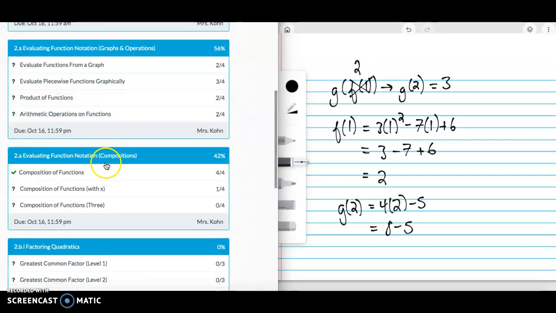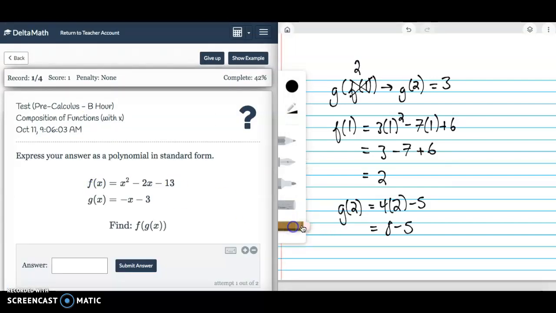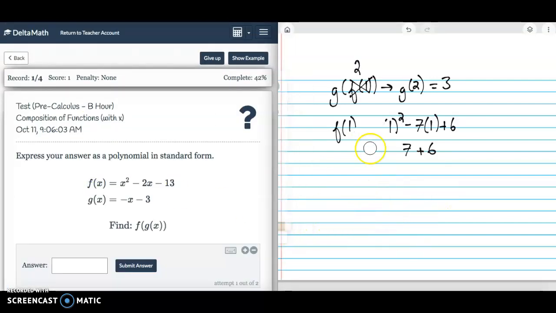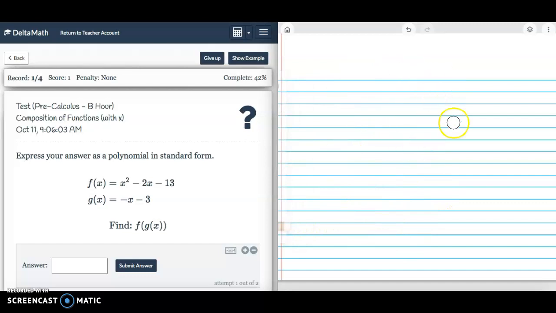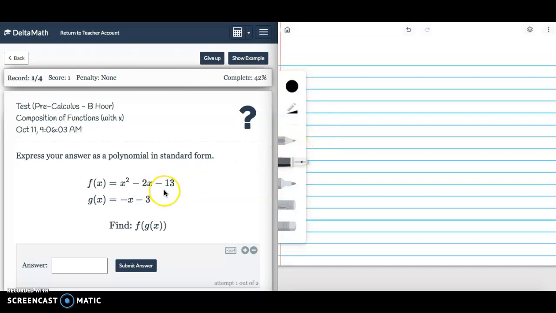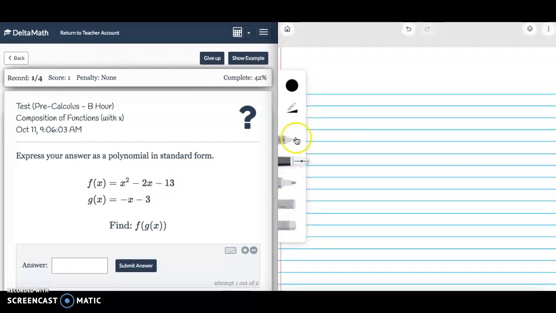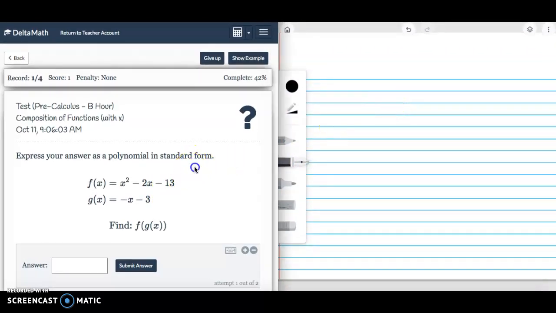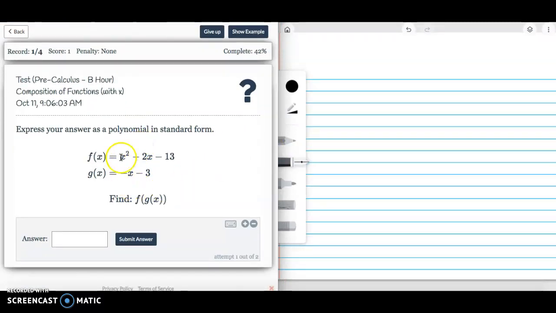Awesome. All right, let's go ahead and do some more composition, but this time we're going to have x's, so you're not going to necessarily put numbers into your functions. You're going to, at the end, have an expression or a polynomial. It says make sure to express your polynomial in standard form, which really just means that we have to make sure our degrees are in the correct order.